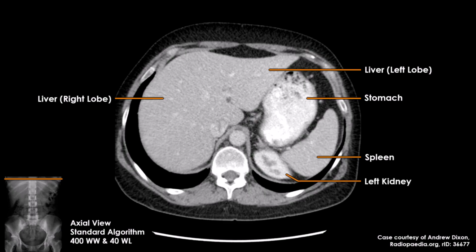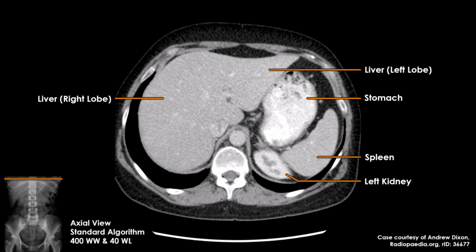The liver, spleen, and kidneys will all look very similar in every patient, but the stomach can vary significantly in size, shape, and position. The stomach is a very elastic muscular structure, so it changes in size depending on what the patient has consumed. In this patient, the stomach is fairly dilated because the patient has been drinking oral contrast. That's why the stomach is large and bright white with contrast.